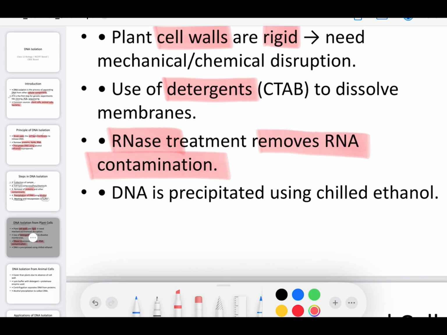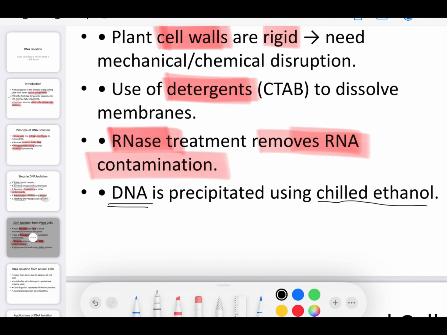We don't want any kind of contamination during our isolation of the DNA, so that is why we will use the RNase. So the first step will be to use the detergent to break down the cell wall, and then we will use the RNase to remove the RNA. Then we will use chilled ethanol to precipitate out the DNA. Then we can easily isolate the DNA from a plant cell.